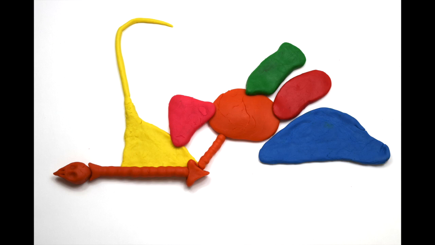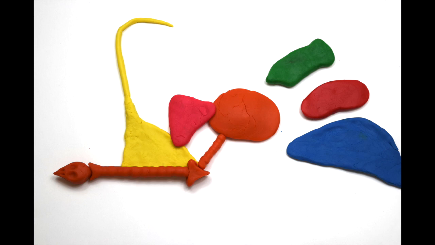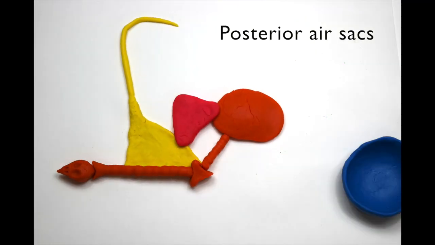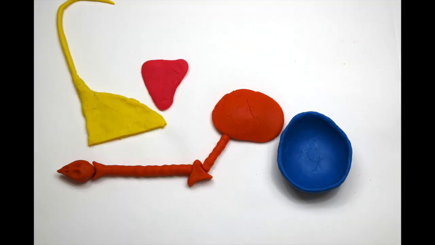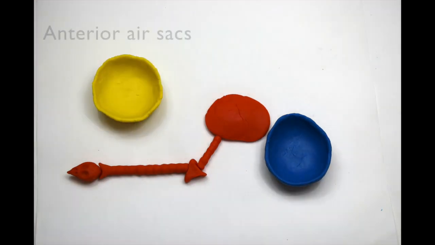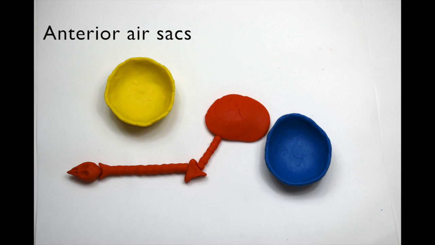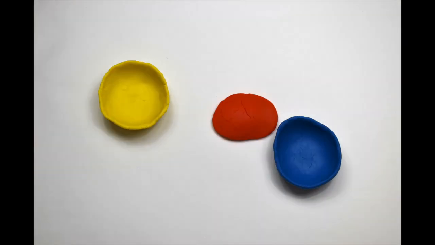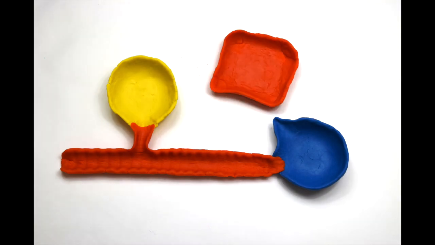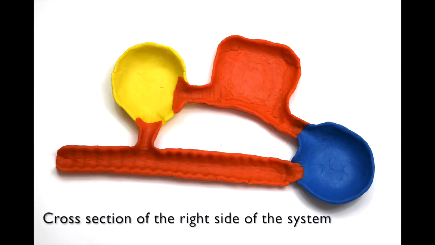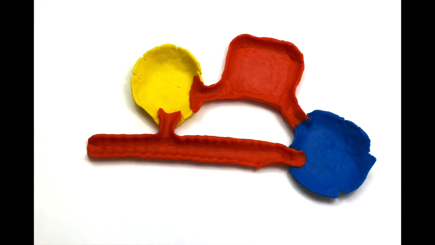As mentioned in episode 1, the backwardmost abdominal and thoracic air sacs can be grouped and referred to as posterior air sacs, indicated here in blue. And the forwardmost interclavicular and cervical air sacs can also be grouped as anterior air sacs, indicated in yellow. And if we imagine that the trachea and the lungs have also been bisected, we now gain a cross-sectional view inside the respiratory system.